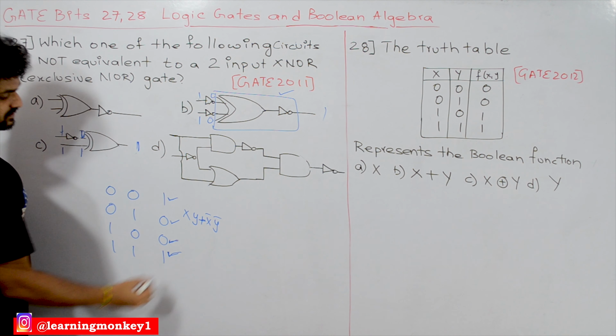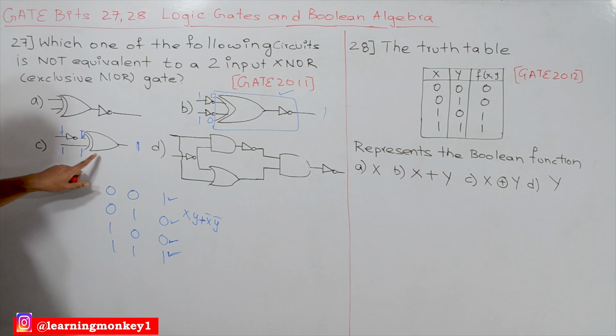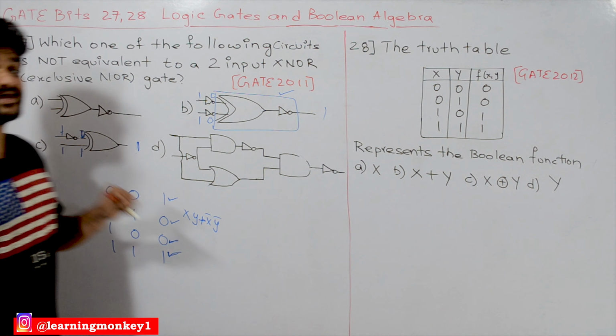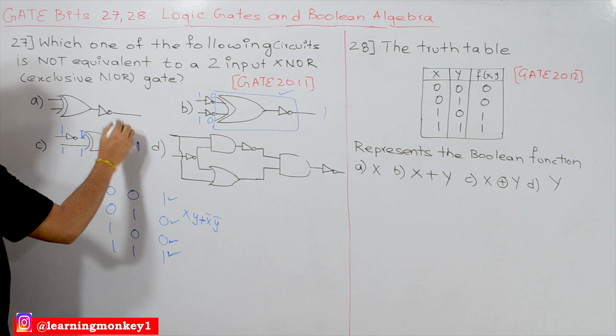So for 1 1 it is going to produce an output of 1. Okay, XOR added with a NOT gate for one of the input, it acts like a XNOR gate. Okay, so this is also same as that of XNOR gate.